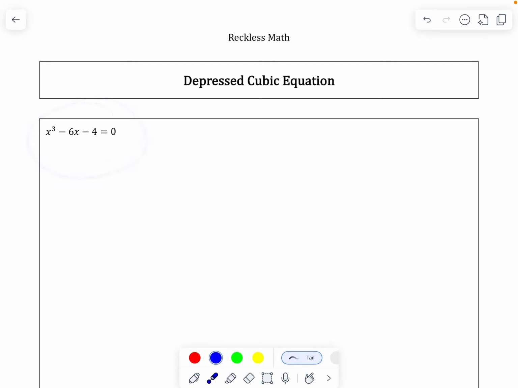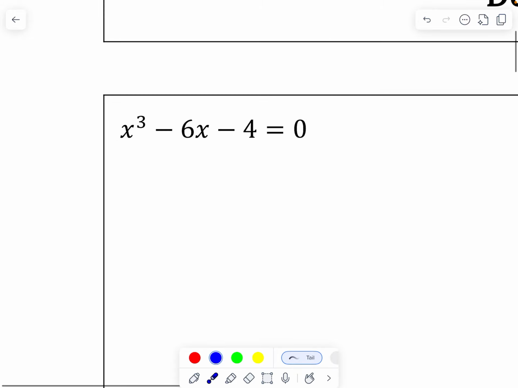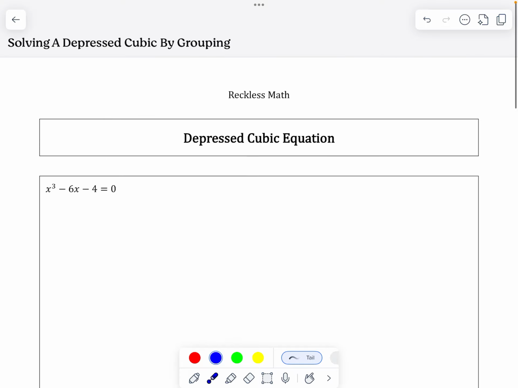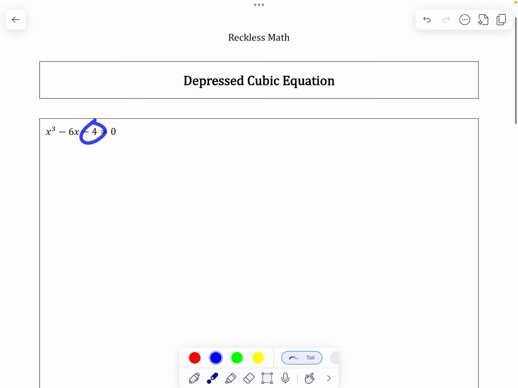Right here we have a depressed cubic equation. That just simply means that there's no quadratic term, right? There's no x squared term. You have your third degree term, you have your first degree term, and you have your constant. No quadratic term is what makes it depressed.